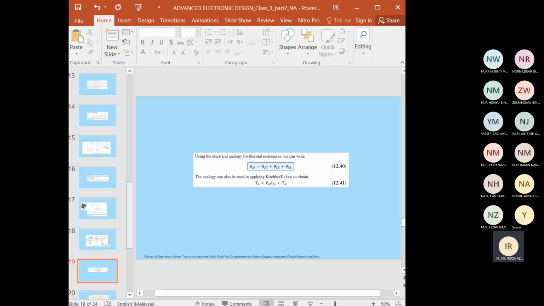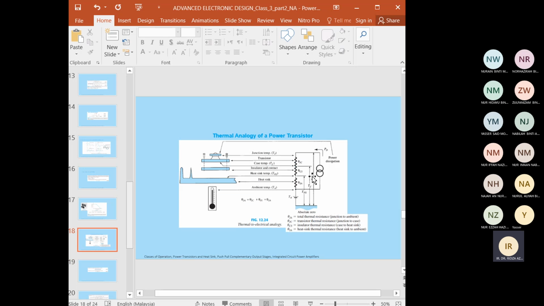All right, and then we can also apply Kirchhoff's law based on the circuit here. From this circuit, we can use Kirchhoff's voltage law in order to calculate the temperature. So Tj, the junction temperature, equals PD times the total thermal resistance plus the ambient temperature.